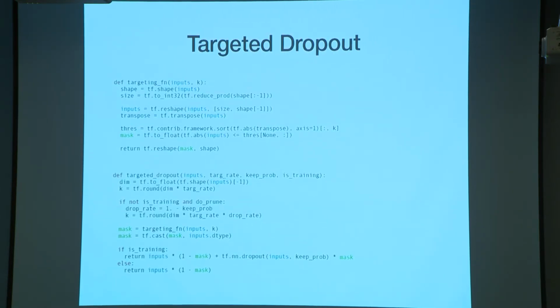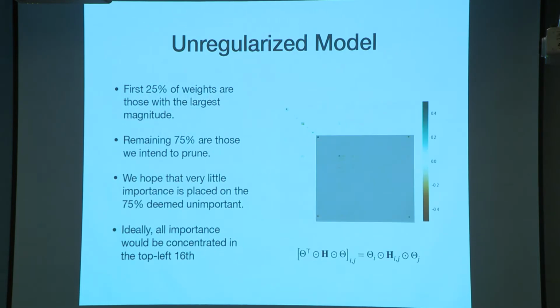So don't read this code, but this is just to give you the idea that this is really simple. This is something that can fit on a single slide. You can just drop it into your neural network. You don't have to compute Hessians. You don't have to compute gradients. This is purely based on magnitude, and it's incorporated right into the training procedure. So this is something that's incredibly simple.